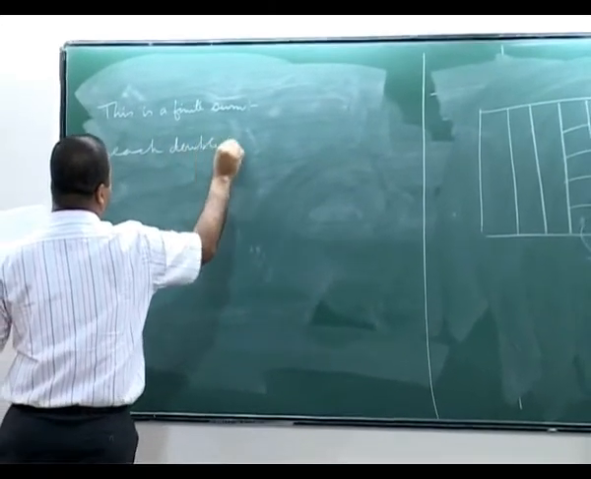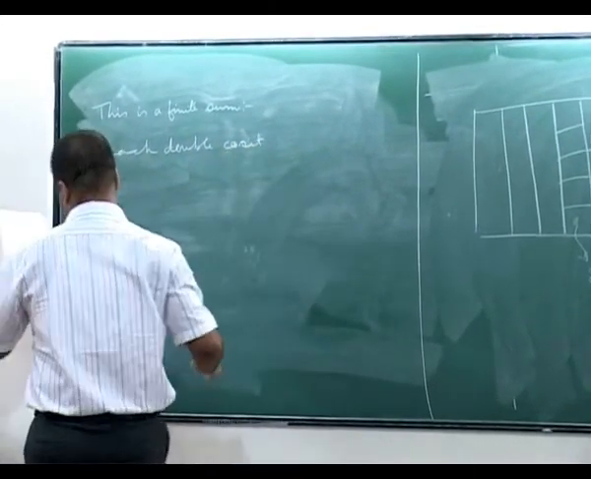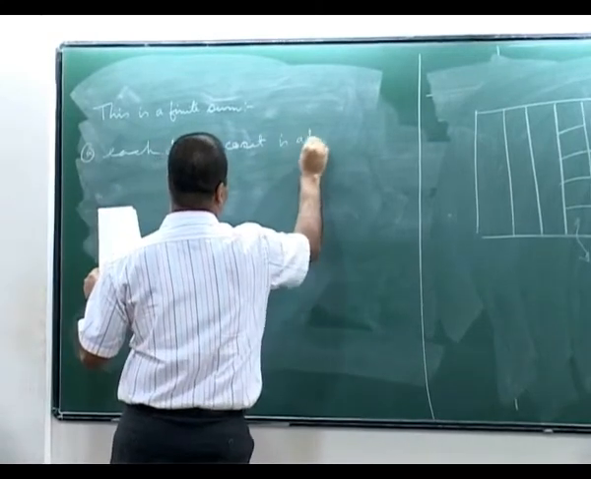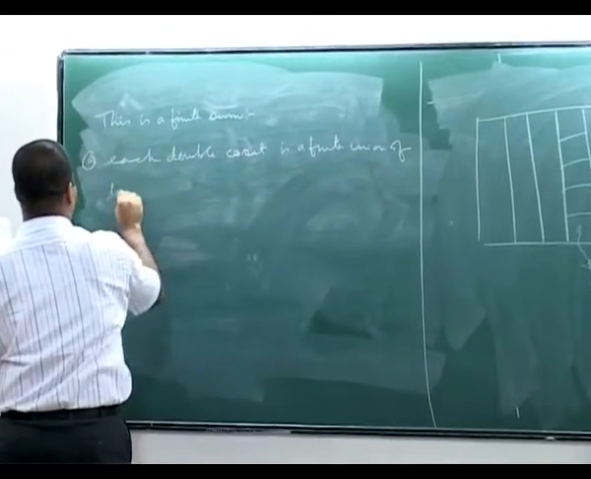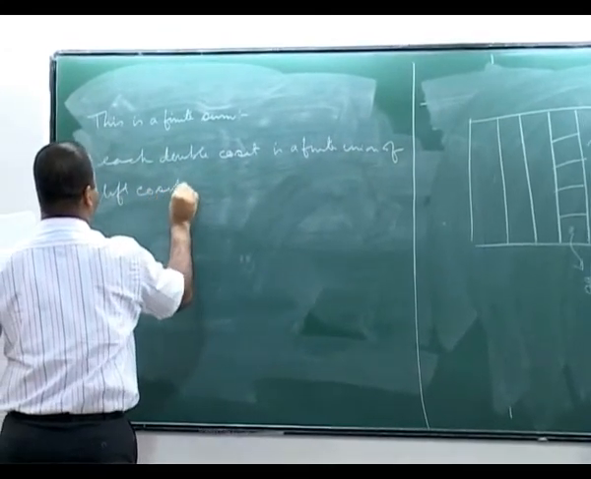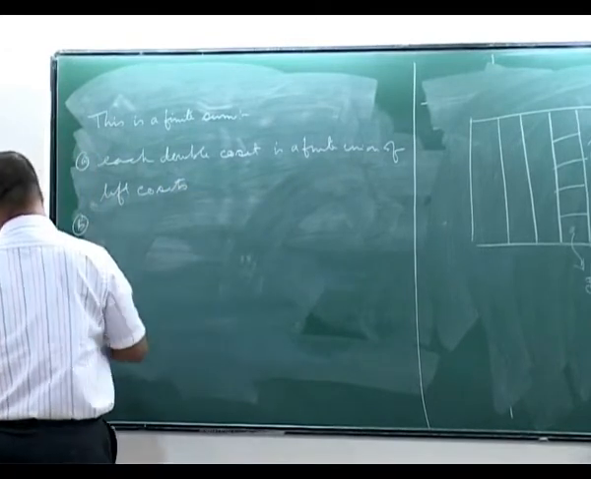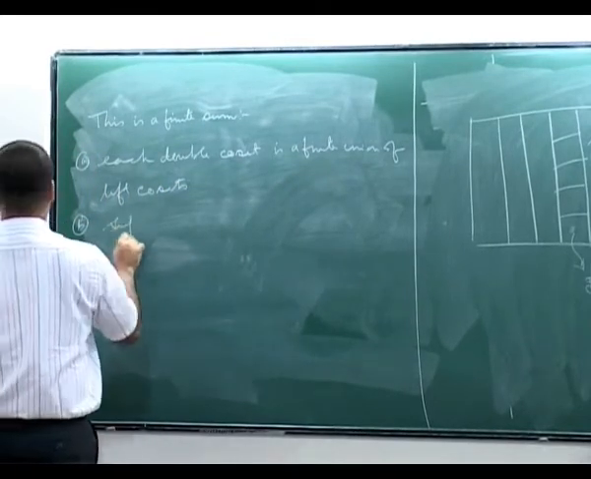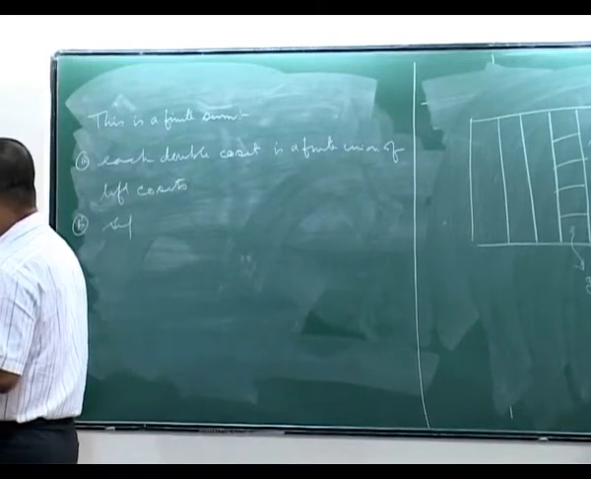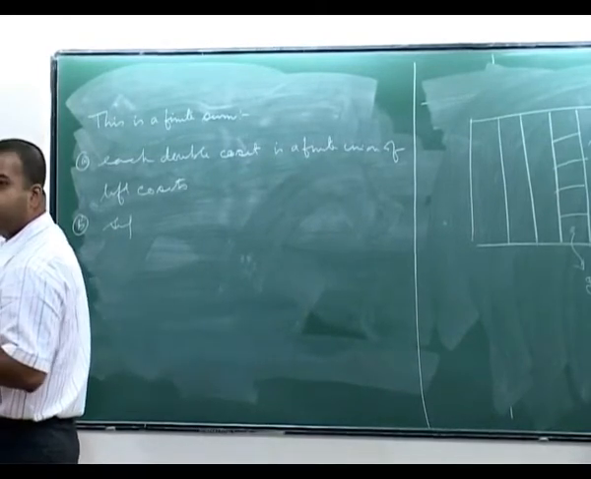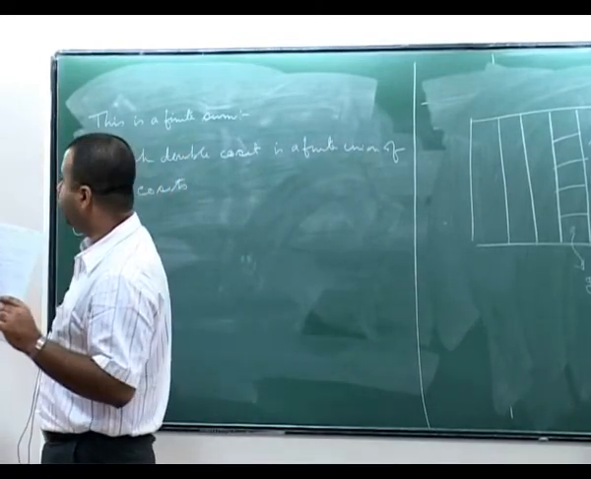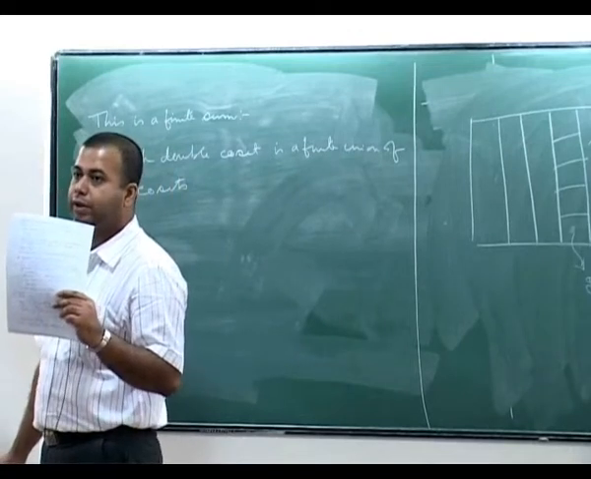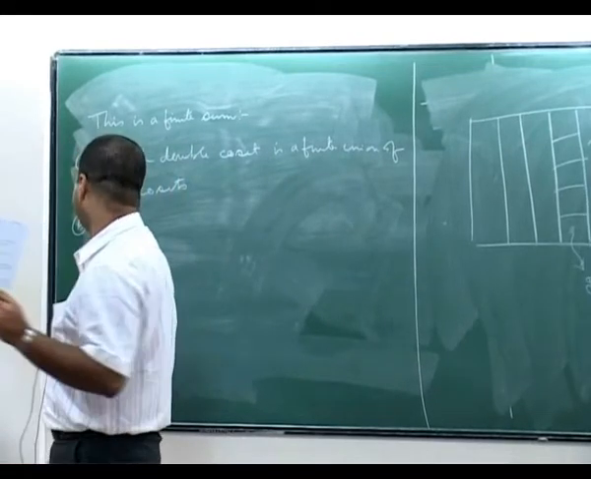So each double coset is a finite union of left cosets, and that's the condition of almost normality. Gamma naught is an almost normal subgroup of gamma. You should keep all the definitions in mind.